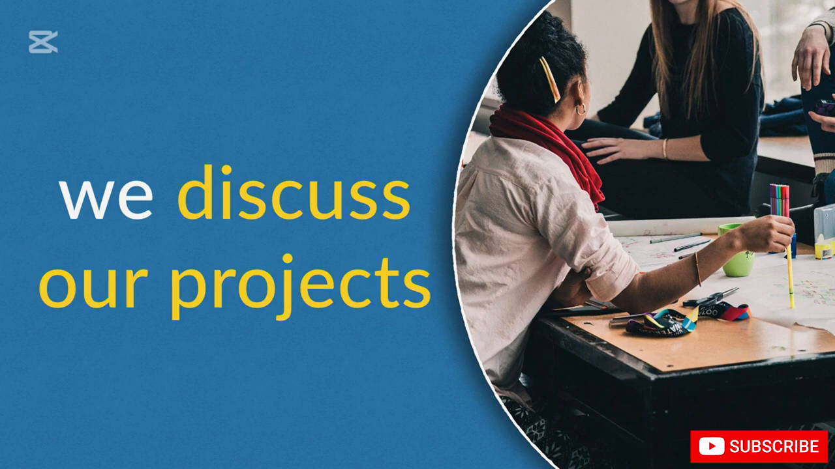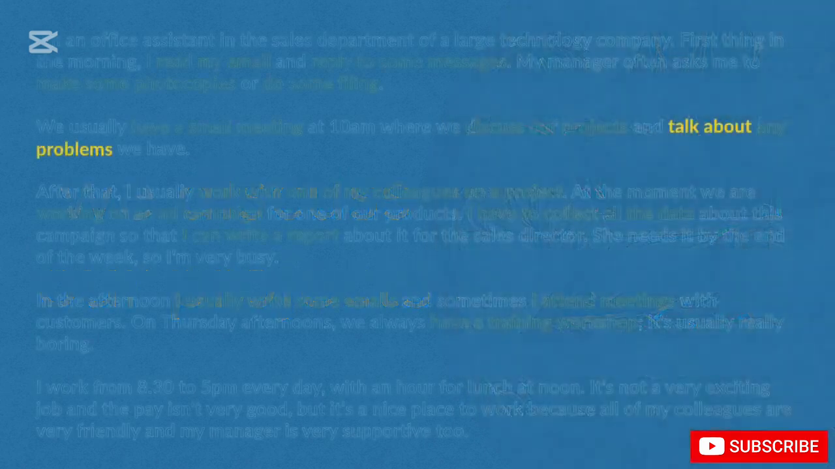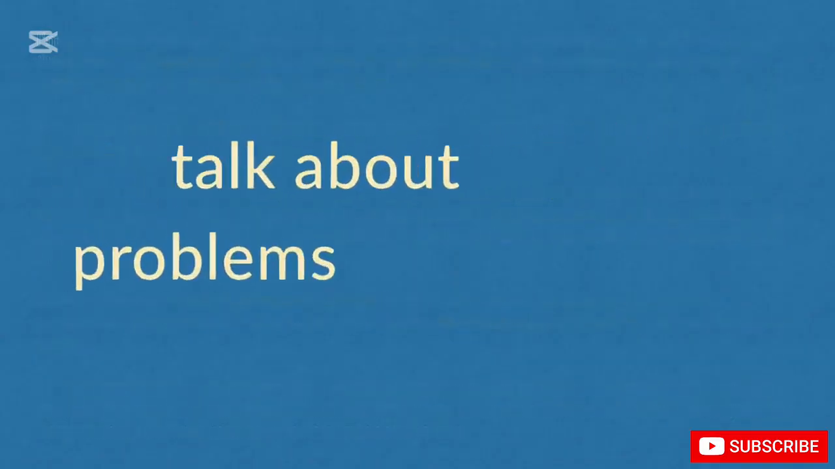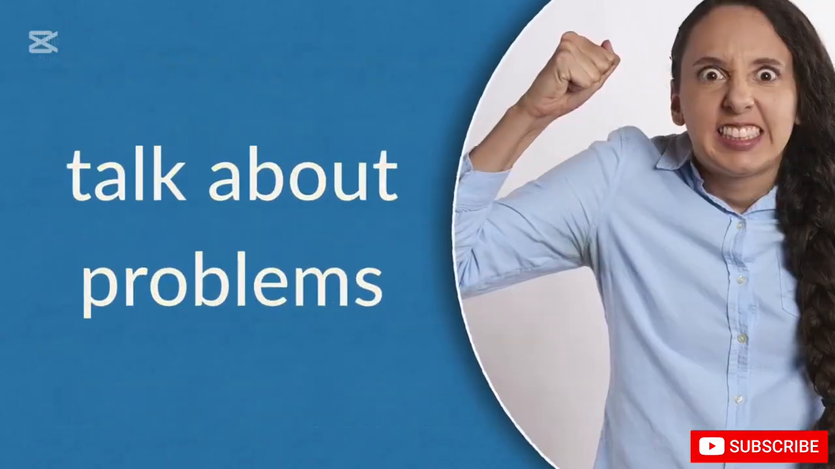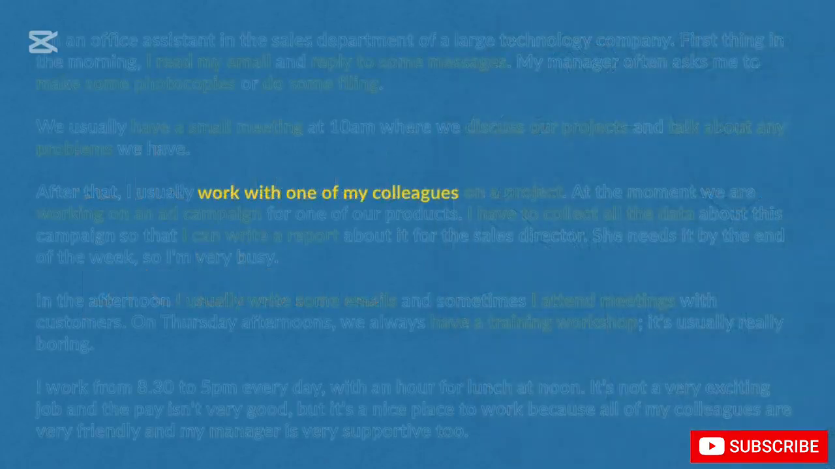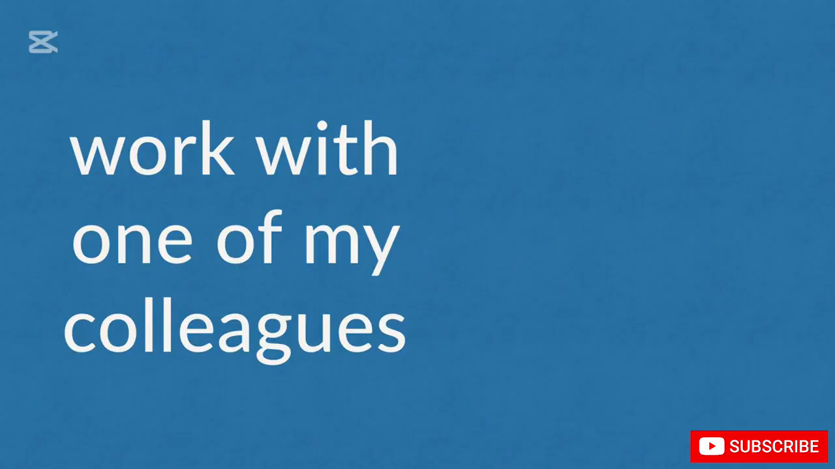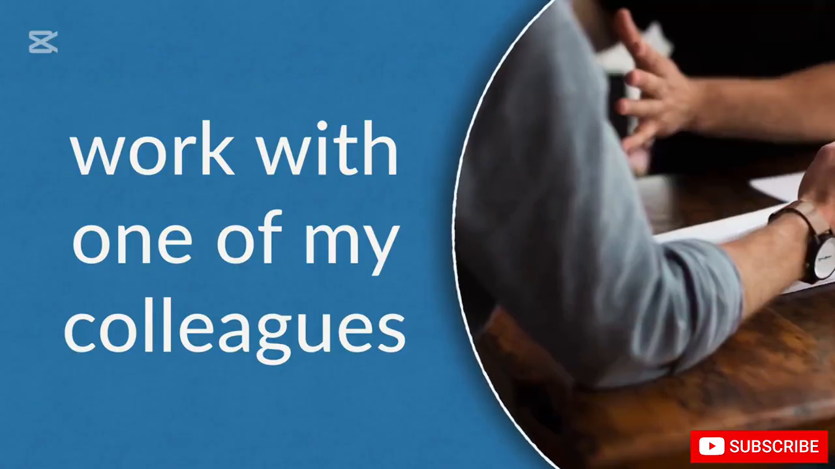So a project is a big task, might take several weeks to do. Talk about problems. She has a big problem. She needs help. Work with one of my colleagues. So we're working together. Another word for colleagues is co-worker. So I could say, I work with one of my co-workers.